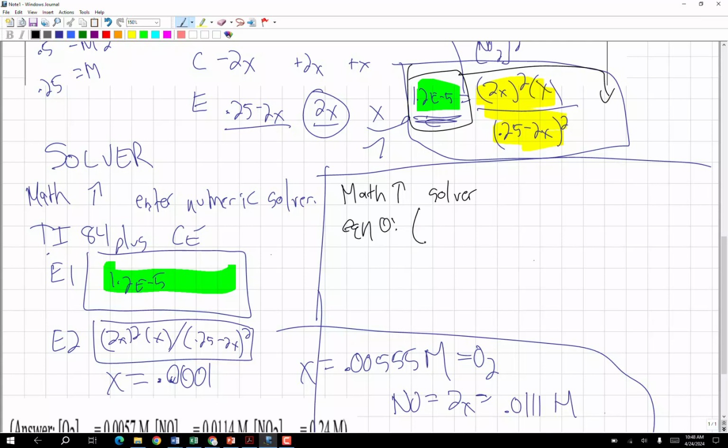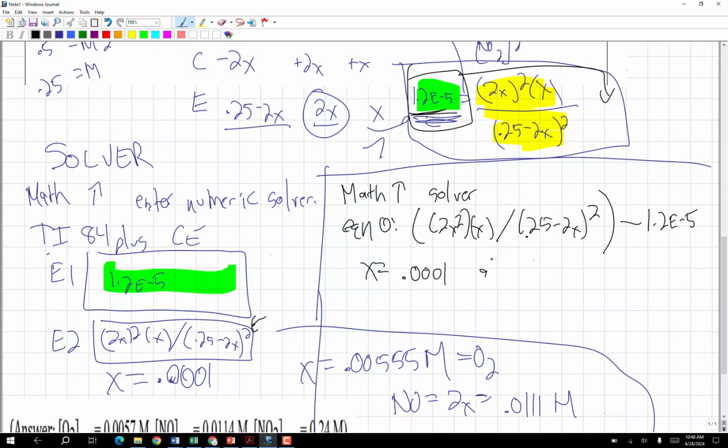So I'm going to put parentheses around my left-hand side. Parentheses 2x squared times x divided by parentheses 0.25 minus 2x parentheses squared. Close my parentheses, and then notice I have to subtract this: minus 1.2 e negative 5. And then it's going to say x equals, and you're going to put in again 0.0001.